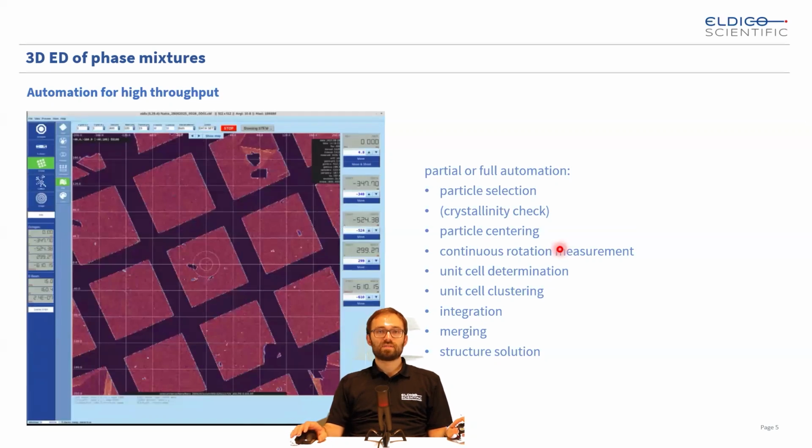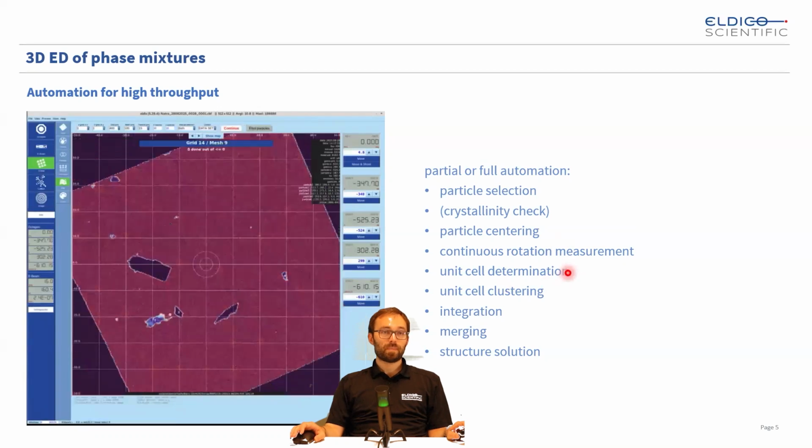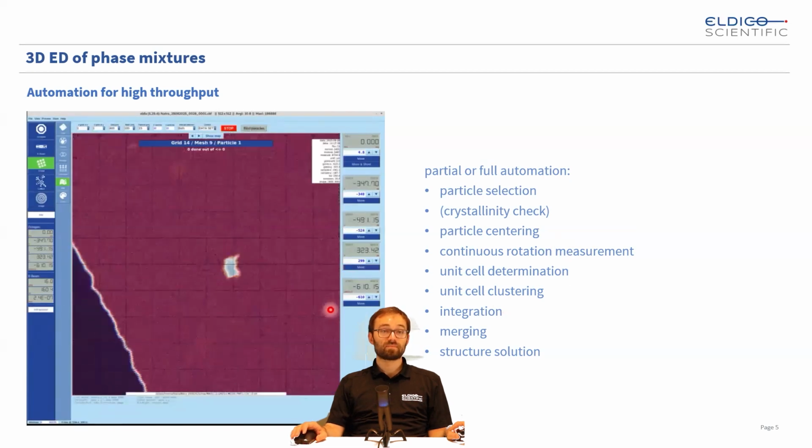Basically, all steps of the measurement can be partially or fully automated. So we see the software here selecting the meshes where to measure. Then we will see it select the crystals to measure. See, they all get a numbering here, and then they will be measured sequentially.